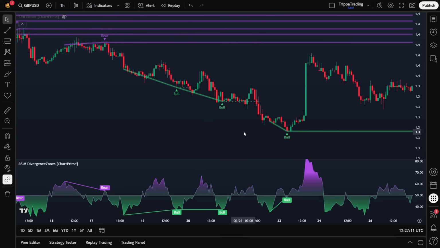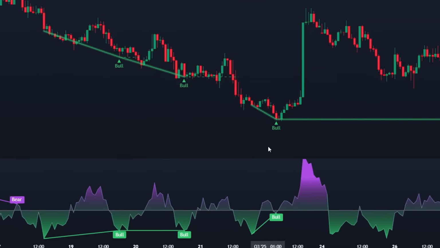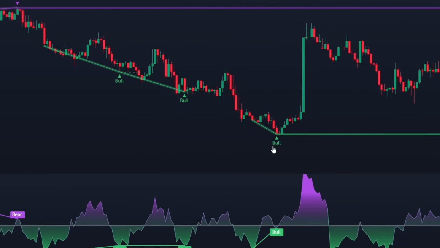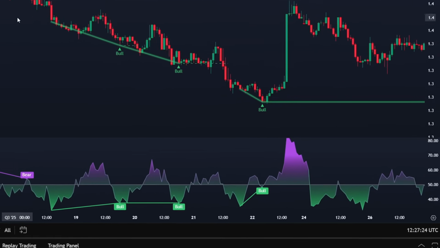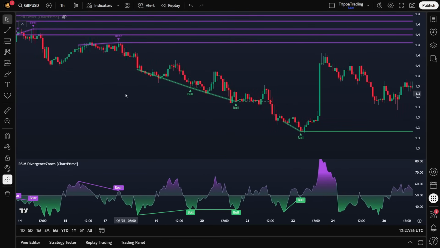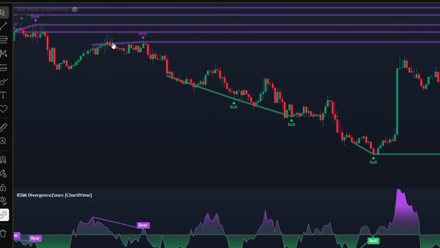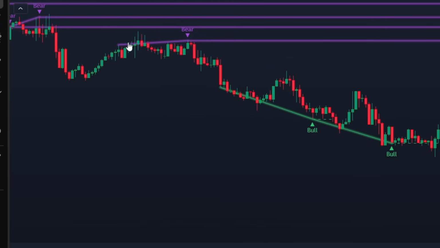It automatically marks bullish and bearish divergences both on the RSI panel and right on the chart. A bullish divergence happens when price makes a lower low, but RSI makes a higher low. That's your clue selling pressure is fading, even if the chart still looks bearish. A bearish divergence is the opposite.